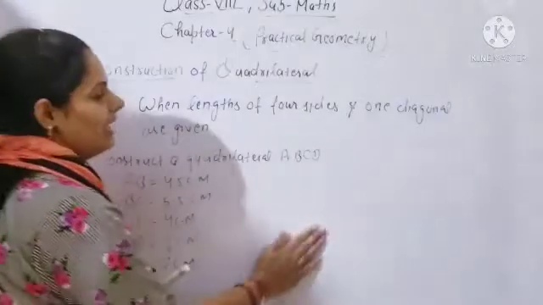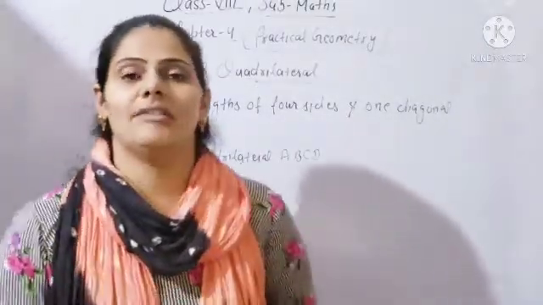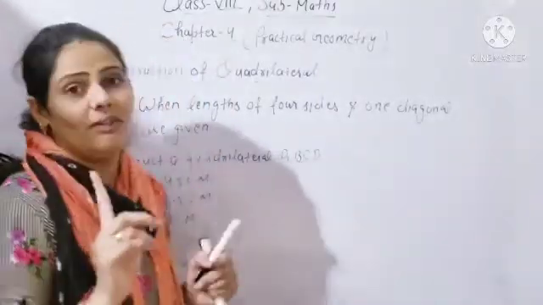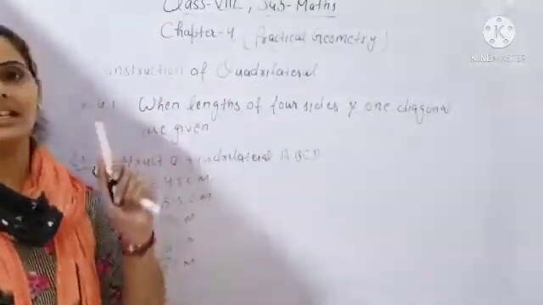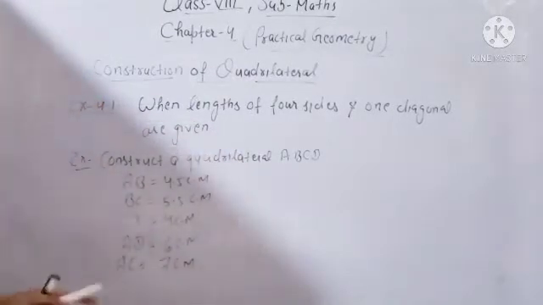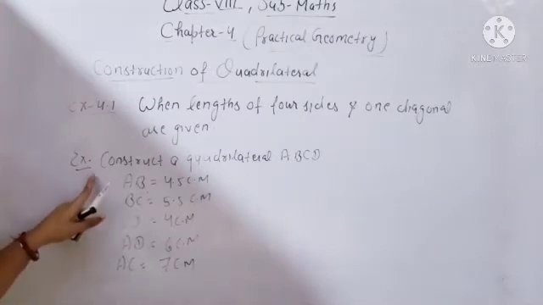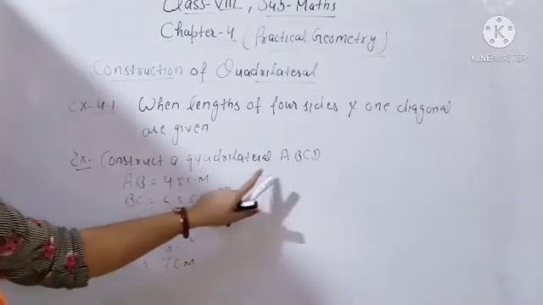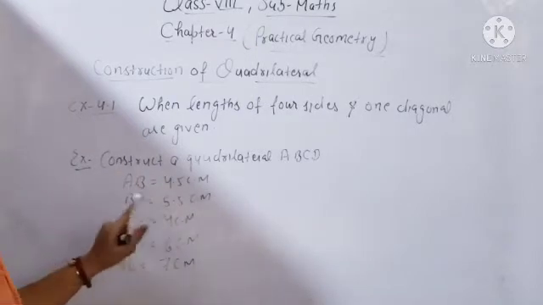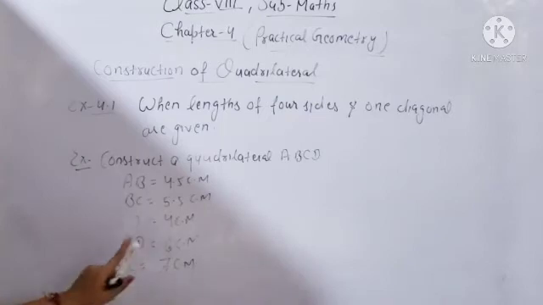So you will construct the quadrilateral where 4 sides are given and 1 diagonal is given. In the first exercise only 1 diagonal is given and 4 sides are given. So how will you construct the quadrilateral? Clear, beta? For example, we will see the question first. Construct a quadrilateral ABCD where AB is 4.5 centimeter, BC is 5.5 centimeter, CD is 4 centimeter, AD is 6 centimeter and AC is 7 centimeter. So how will you construct the quadrilateral?